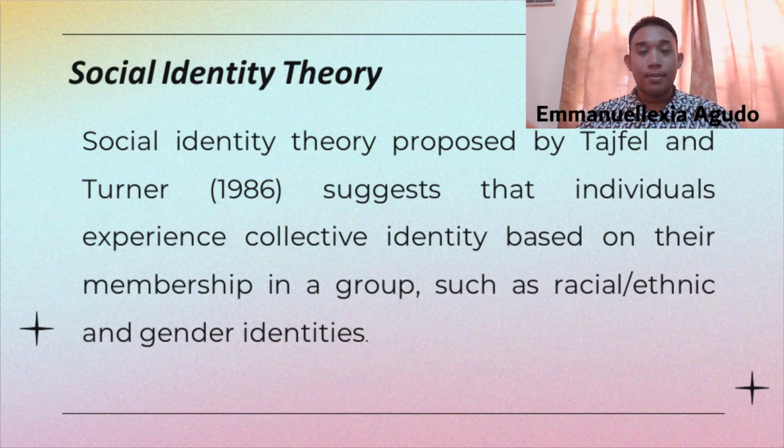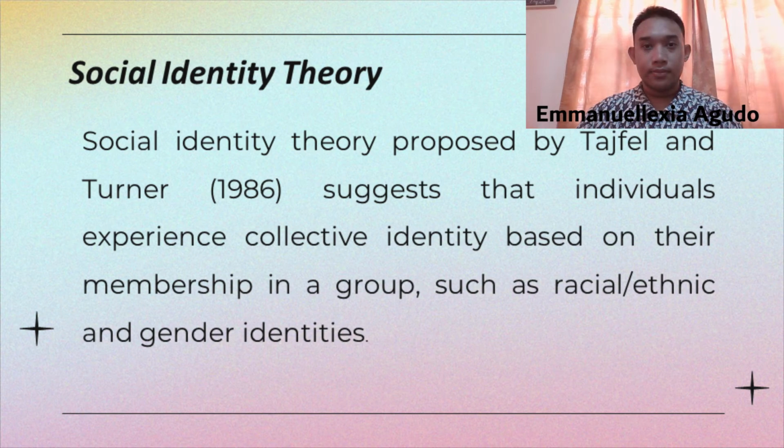Good day, I'm Emmanuel Biagodo, and I'm here to report on social identity theory and the three stages of social identity theory. Social identity theory, proposed by Tajfel and Turner in 1986, suggests that individuals experience collective identity based on their membership in a group, such as racial, ethnic, and gender identities.